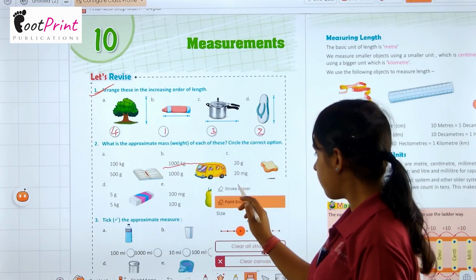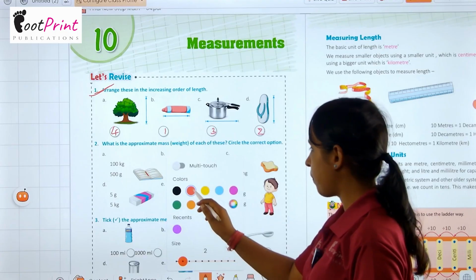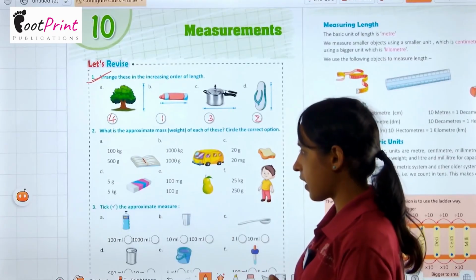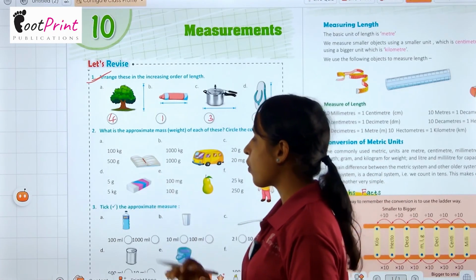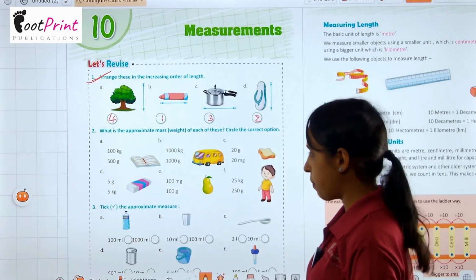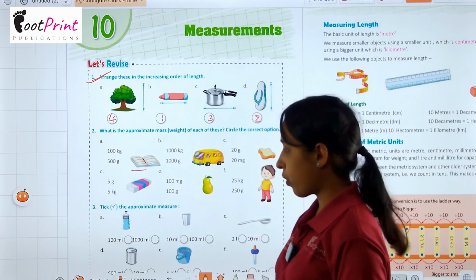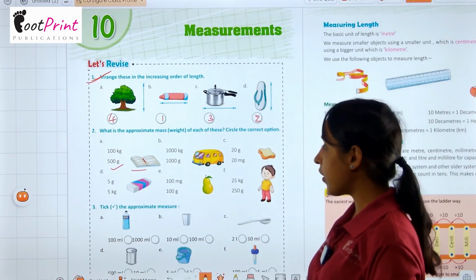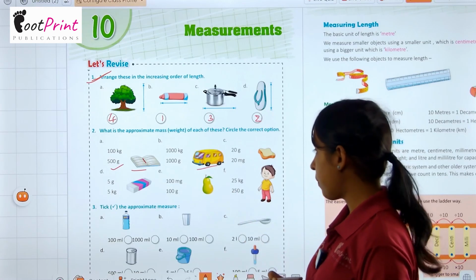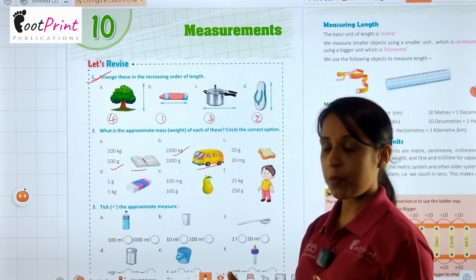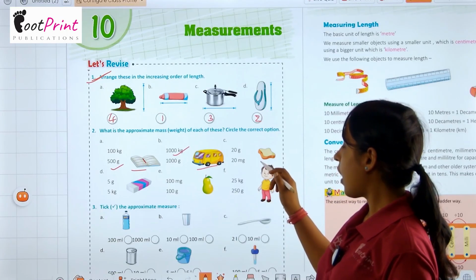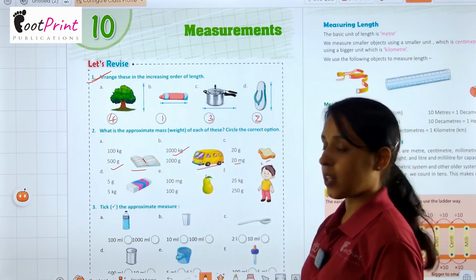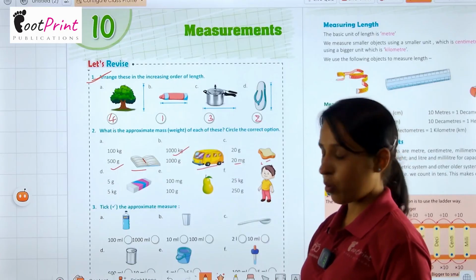Now we have question number 2. What is the approximate mass, or we can say weight, of each of these? So here we have to find out the approximate weight of the given objects. Here we have a notebook. A notebook will not be in kg, we can measure it in gram, so it will be 500 gram. Weight of bus is highest, so it means it will be 1000 kg approximately. And the weight of bread will be in milligram. In the same manner, you have to find out the rest of the objects.